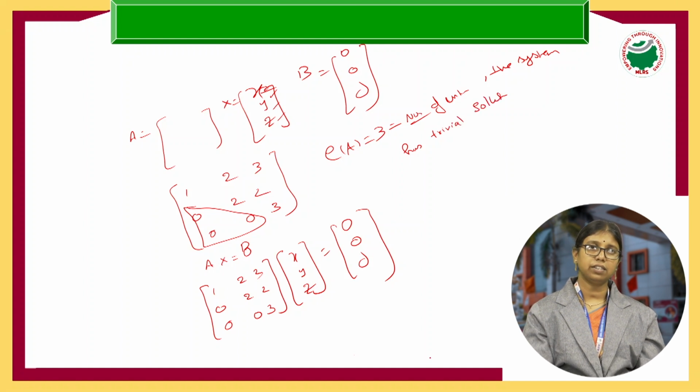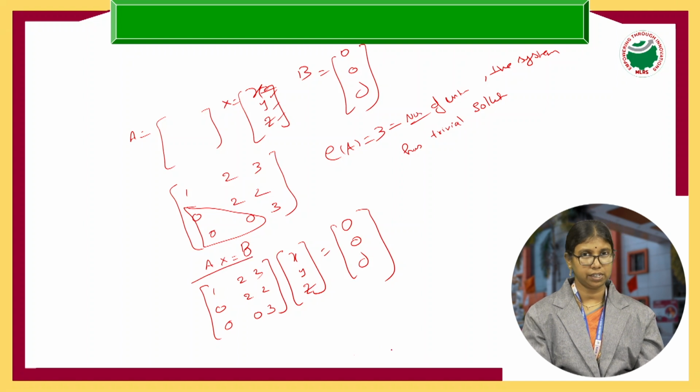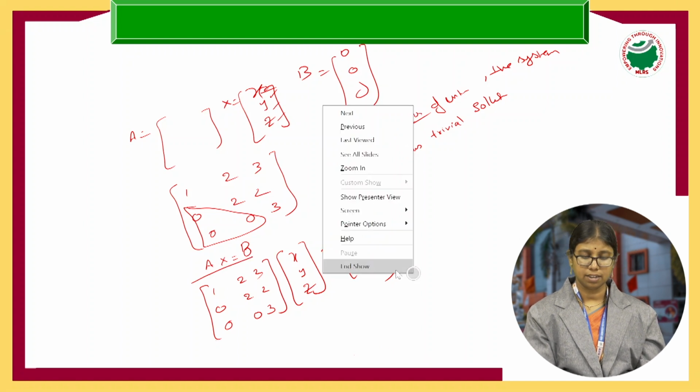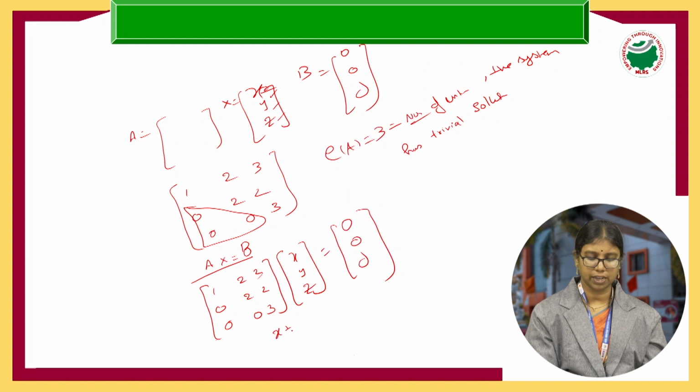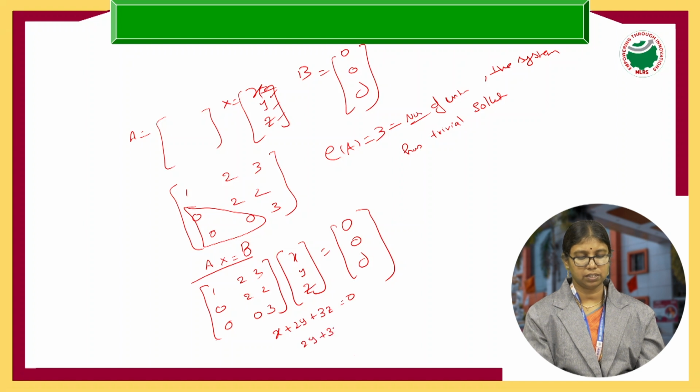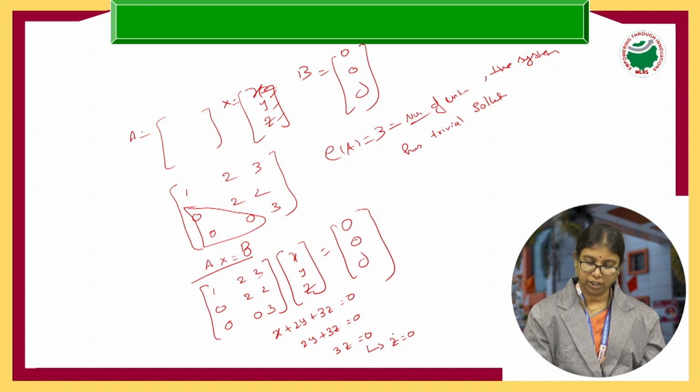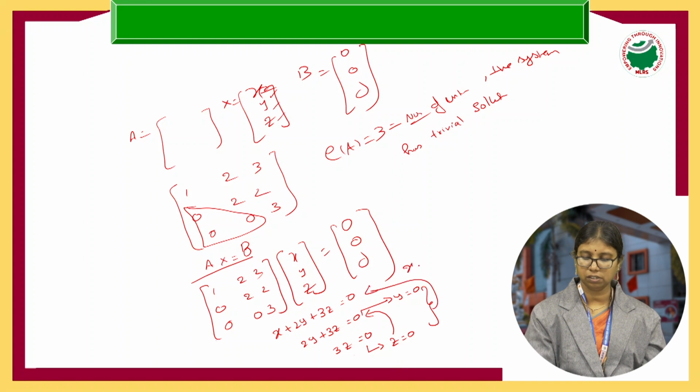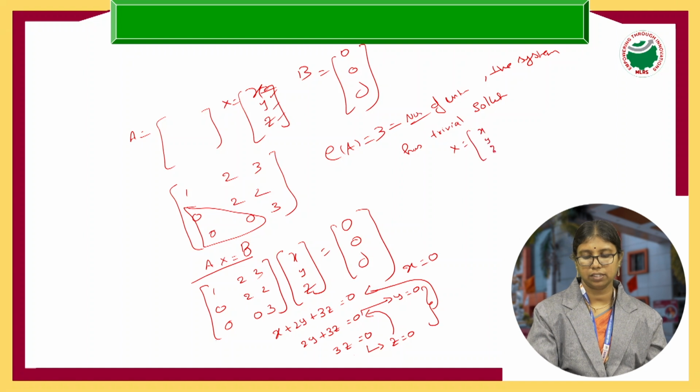So how can we find the trivial solution? We take the matrix representation, substitute those matrices here, and write down the equations. Your equations are x plus 2y plus 3z equal to 0, 2y plus 3z equal to 0, 3z equal to 0. Now from this equation clearly we get z as 0. Taking z equal to 0, you will get y as 0. By taking both y and z equal to 0 in the first equation, you will get x as 0. So your trivial solution is x, y, z equal to 0, 0, 0.